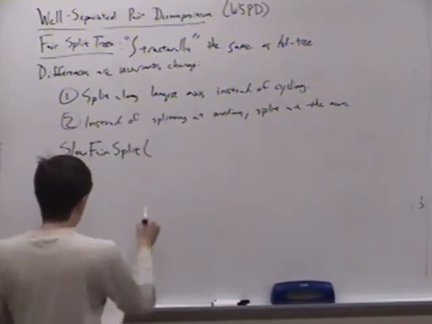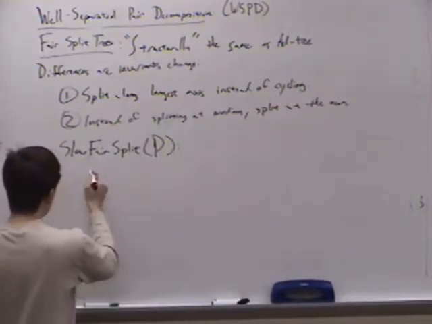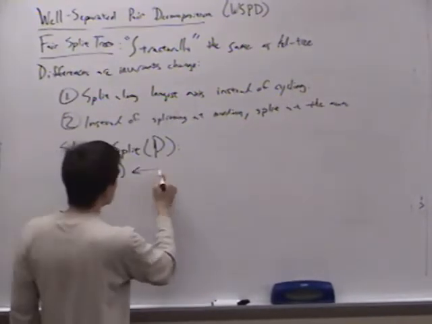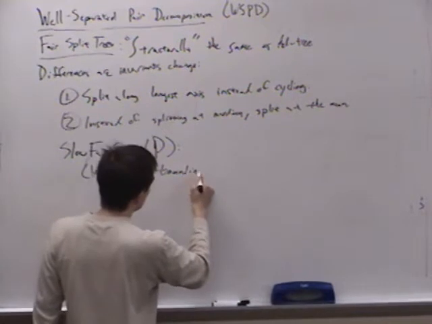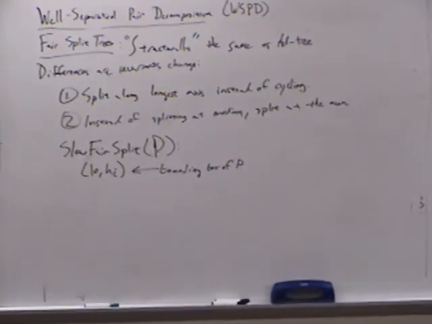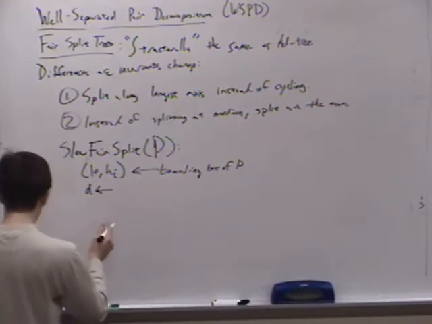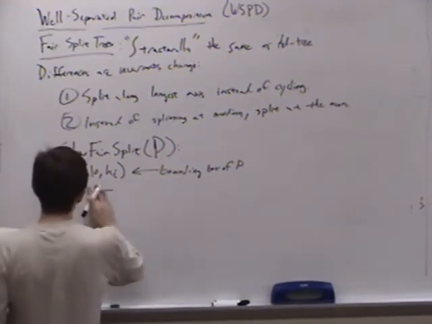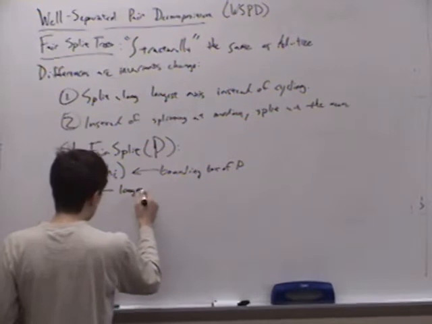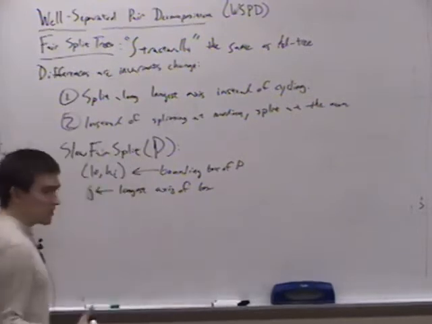All right, and so the input here will be some collection of points. We'll just write that as P. We'll start out by constructing a bounding box. So we'll just suppose that we have two vectors, low and high, which are the bounding box of P. That's easy to do. You just scan through the points, keep track of the low and high values. I already have D, so let's call it J. So let J be the longest axis of box, this box that we just calculated.